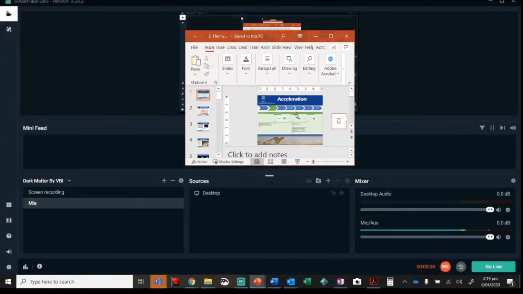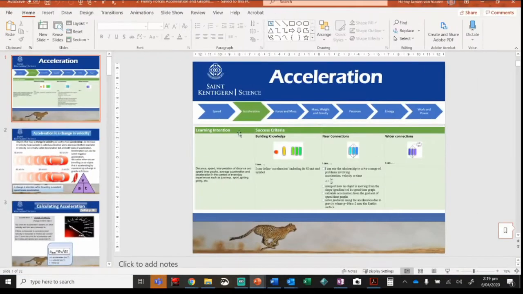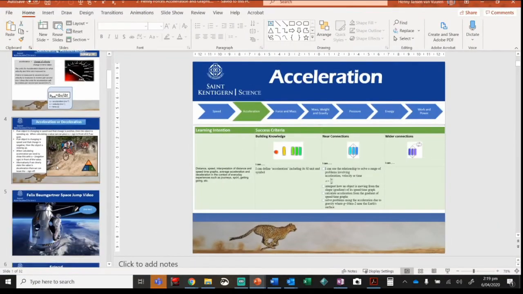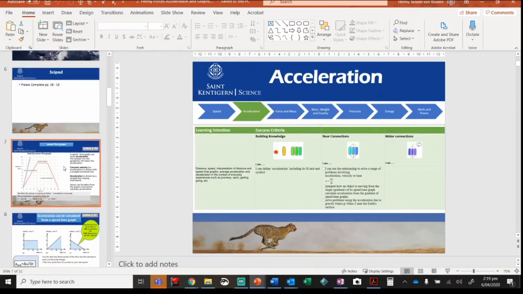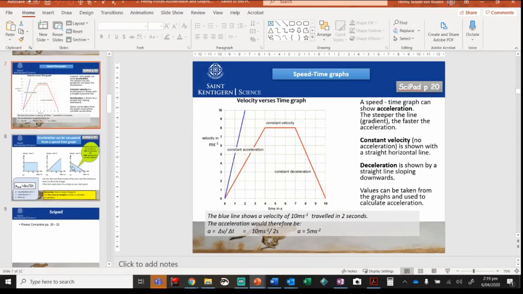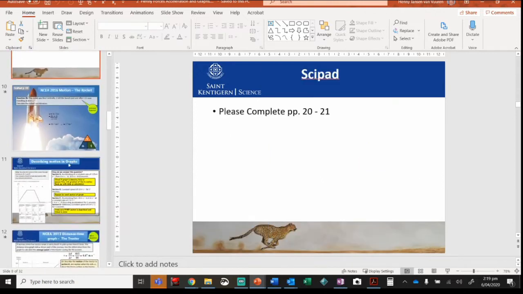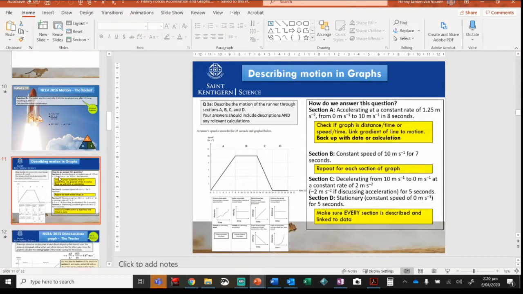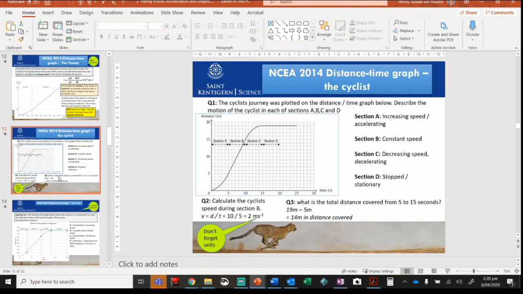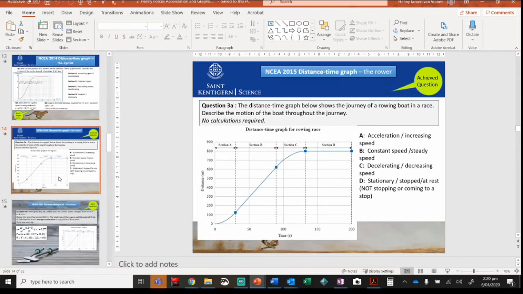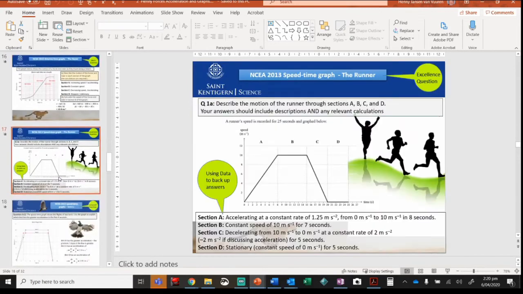We're just continuing with forces and acceleration. Previously we spoke about all the forces that are involved, and then we started to look at speed-time graphs, and then acceleration and explaining the motion within those graphs. And then today we need to move a little bit further into this.